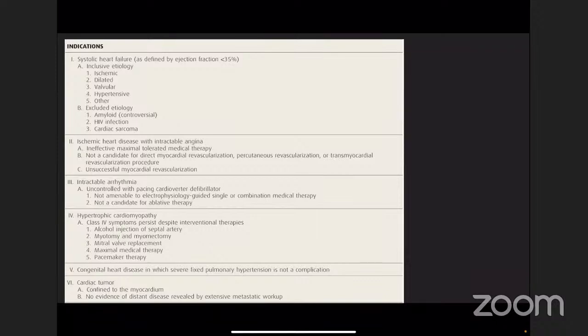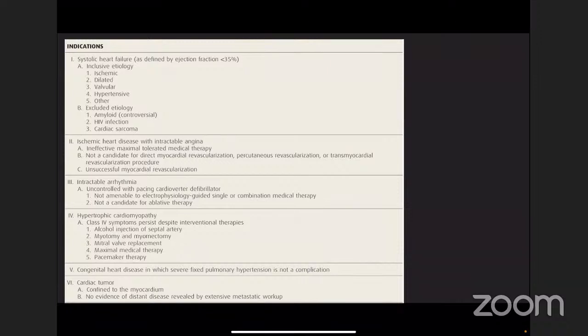Also ischemic heart disease with intractable angina with ineffective maximum tolerated medical therapy, and not a candidate for direct myocardial revascularization, PCI, or transmyocardial revascularization procedure, or unsuccessful myocardial revascularization.